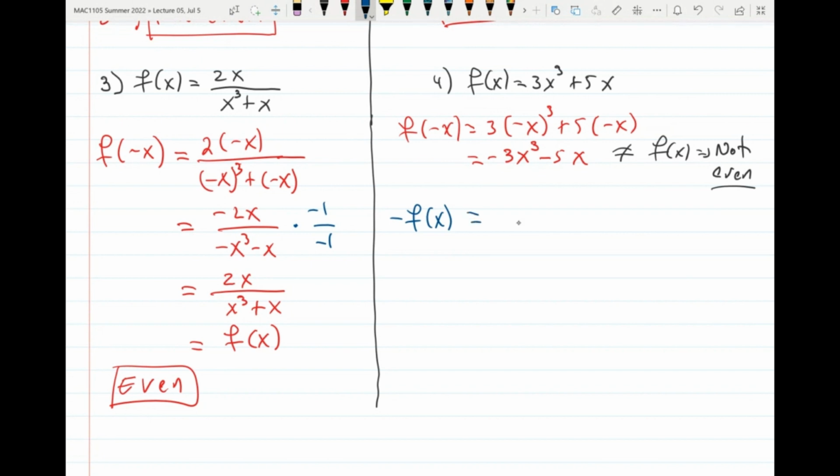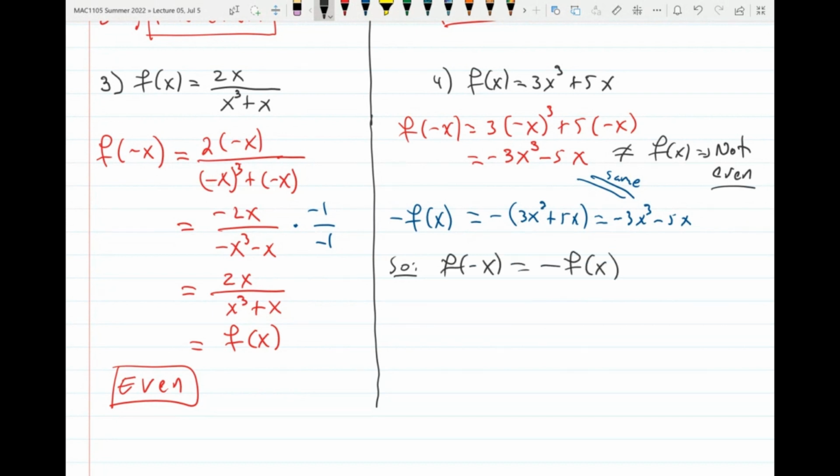For example, what's minus f of x? That's minus this expression, so negative 1 times f of x. So that's negative 3x cubed minus 5x. And as you can see, these things are the same. So we do have that f of negative x equals minus f of x. And so what's the conclusion?